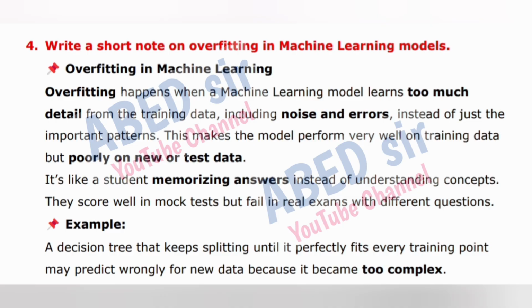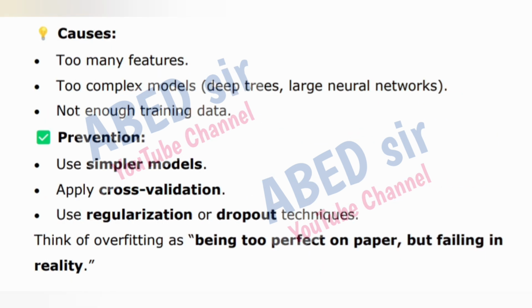Example: a decision tree that keeps splitting until it perfectly fits every training point may predict wrongly for new data because it became too complex. Causes: too many features, too complex models, deep trees, large neural networks, and not enough training data. Prevention: use simpler models, apply cross-validation, use regularization or dropout techniques. Think of overfitting as being too perfect on paper but failing in reality.